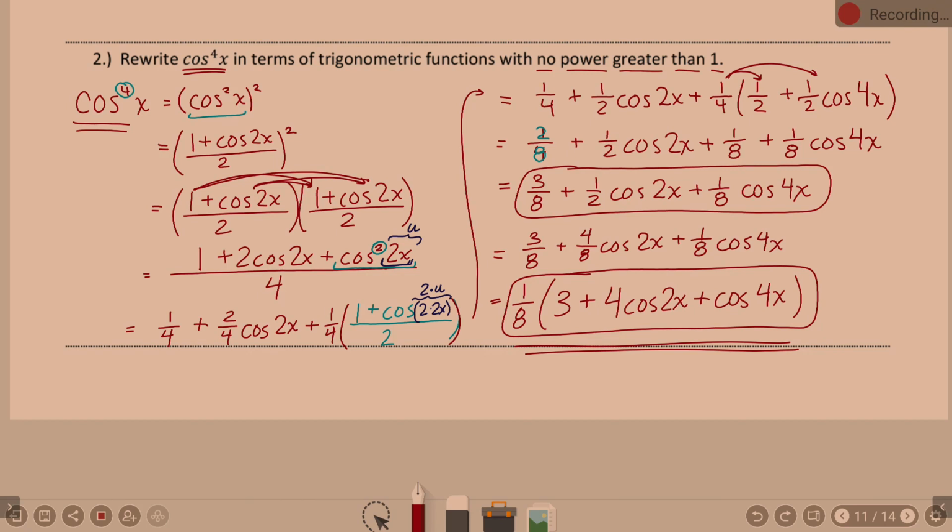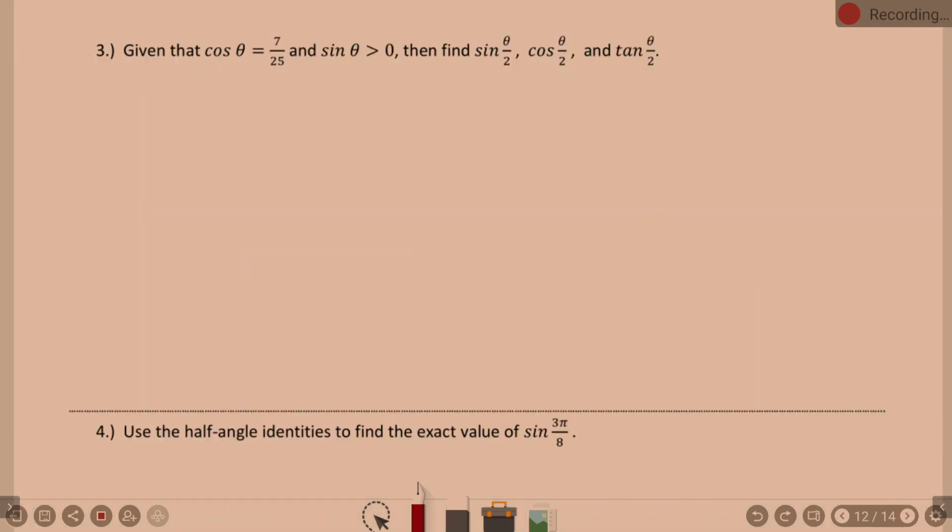Well, okay, so let's take a moment, since we do have 4 minutes, but let's take a moment and look at the start of 3, okay? Because here's the deal. The start of 3 is going to kind of mimic number 1, okay? It's just a half identity. Right, so number 3, they give us cosine theta is 7/25. They tell us sine is greater than 0. And they ask us to find sine, cosine, and tangent of theta over 2. So it's like number 1, but instead of using our double angle identities, we're using our half angle identities.